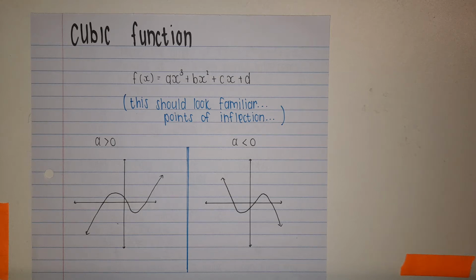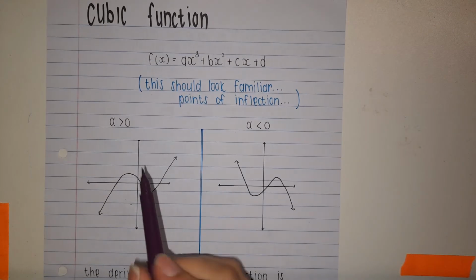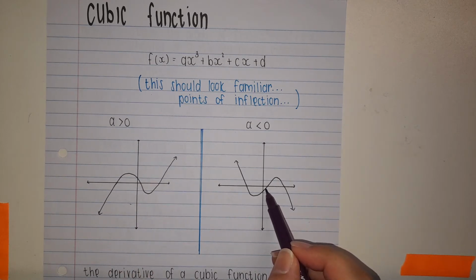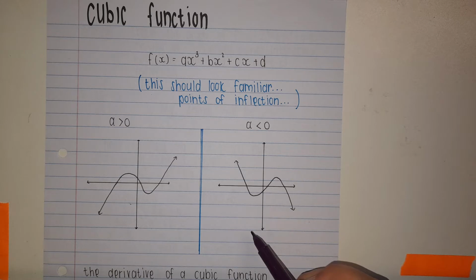Okay, so after differentiation, stationary points and points of inflection, we move on to our cubic function. The cubic function comes into play after our stationary points and points of inflection, because we're going to see that in the middle of our cubic function, we're going to have a point of inflection.